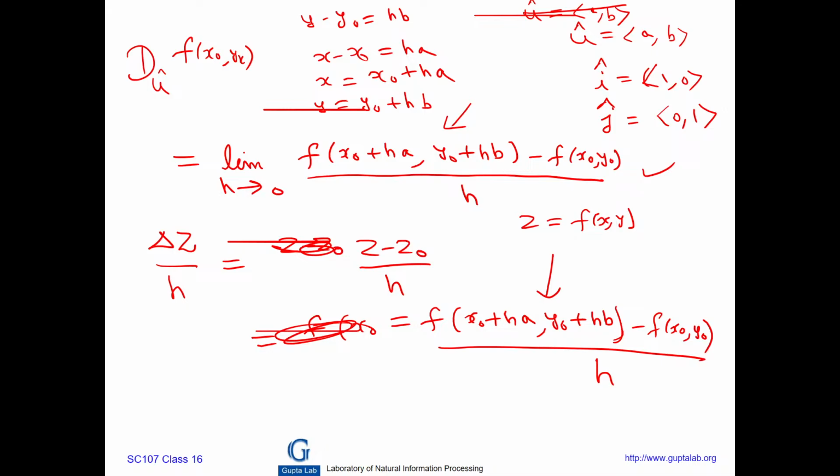So the directional derivative of f at the point x naught, y naught in the direction u is this limit as h tends to 0.